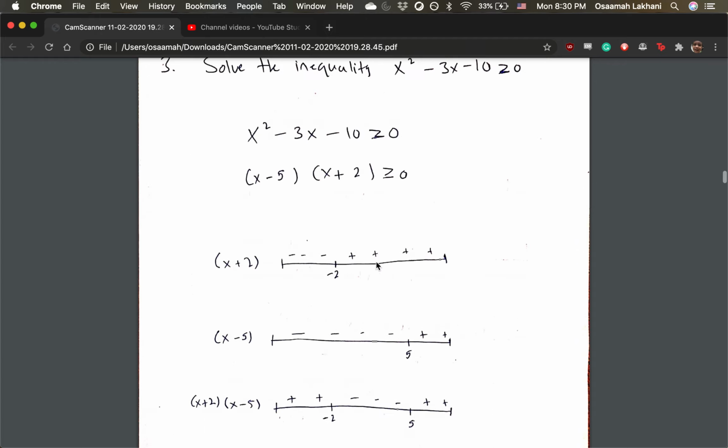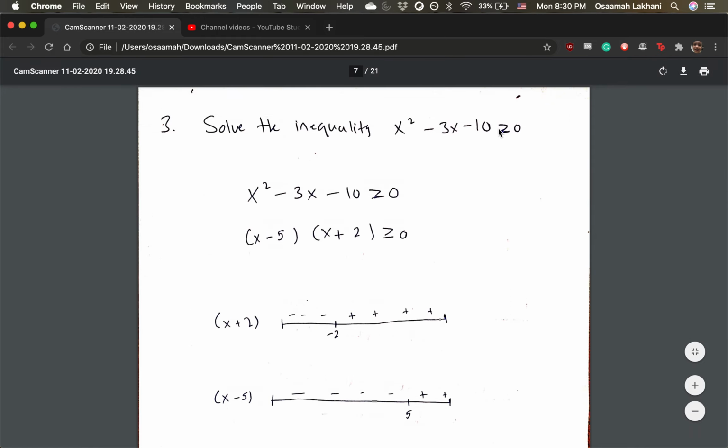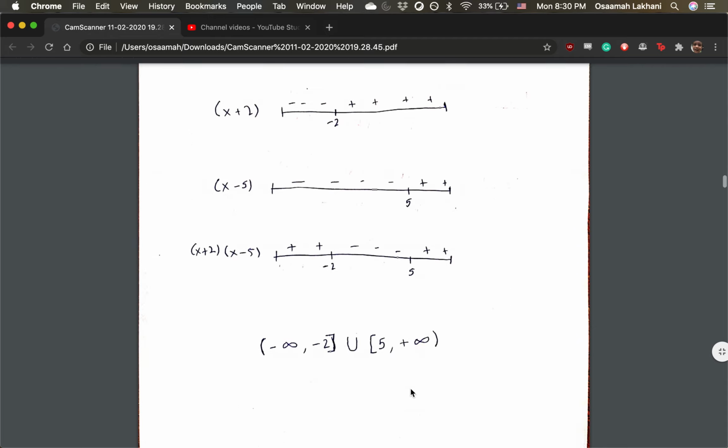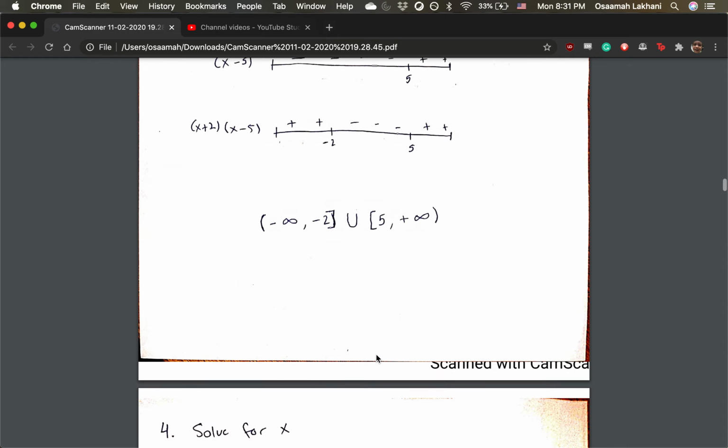If you go back to the question, it said solve the inequality where this is more than or equal to. So you need to include the part where it is equal to 0. And it is equal to 0 at negative 2 and 5. That's the zeros of our equation. So you must include negative 2 and 5 in your brackets. You must show that negative 2 and 5 are part of the solutions, okay? And then that's basically that.